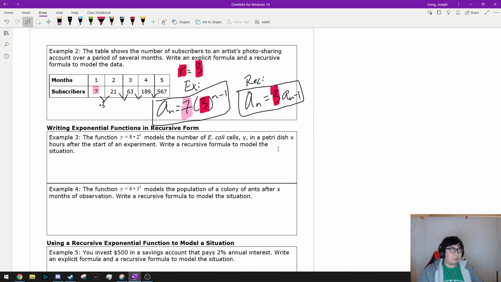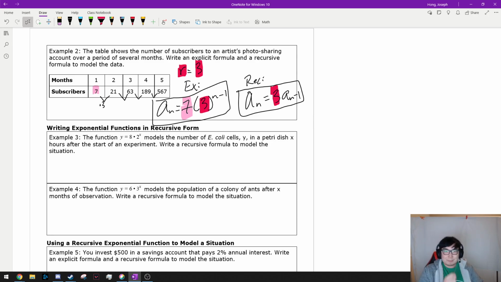But here we go. We're going to talk about a little bit of a harder question, more towards Algebra 2. So writing exponential functions in recursive form. So example 3, the function y equals 8 times 2 to the power of x models the number of E. coli cells y in a petri dish per hour after the start of the experiment.